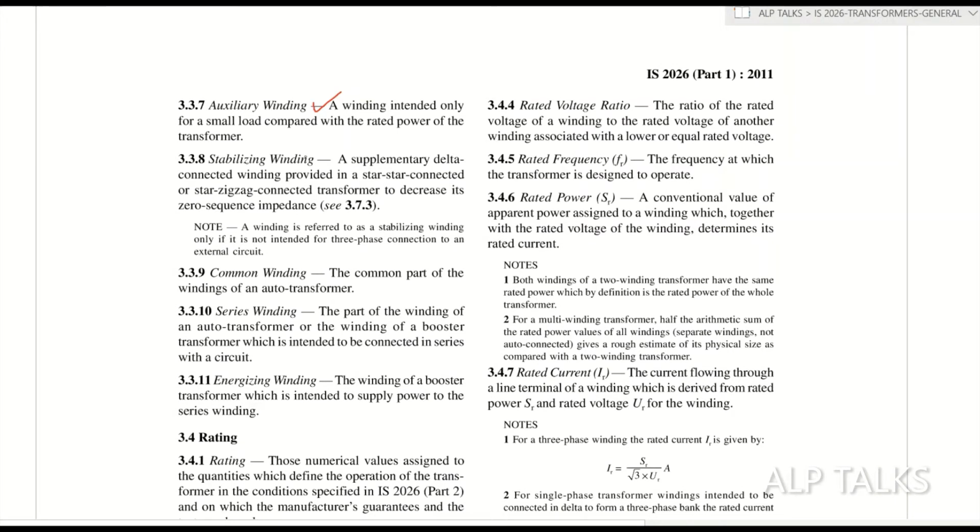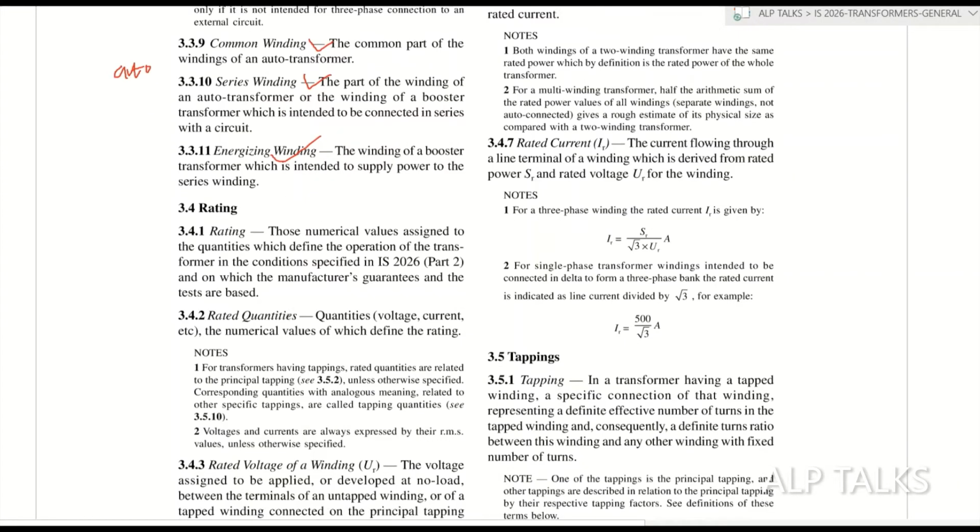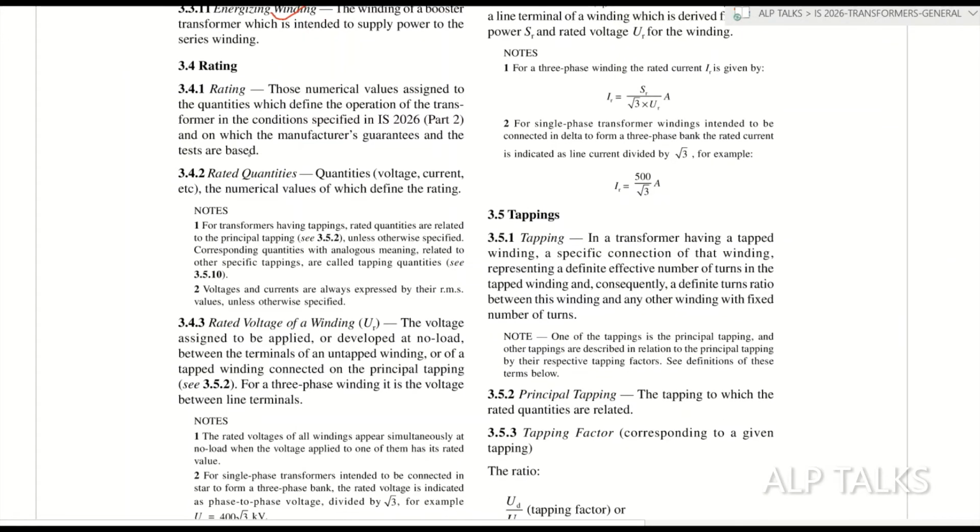Auxiliary winding, that is for supply in traction. You can have a stabilizing winding, delta. Common winding, series winding: these are for an auto transformer, common or series. Energized winding, okay.